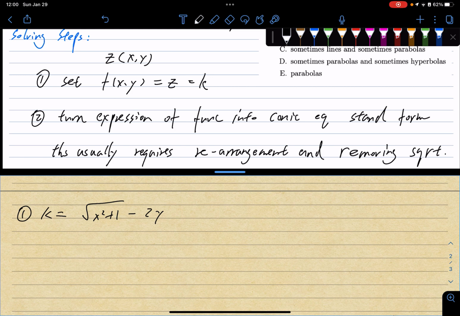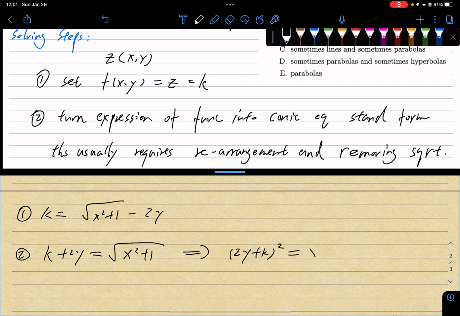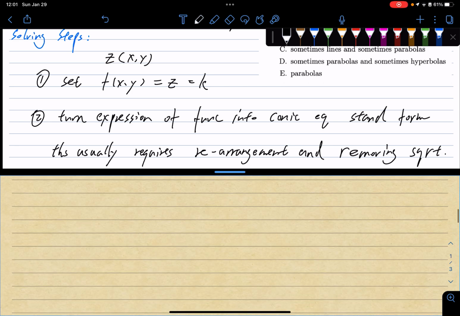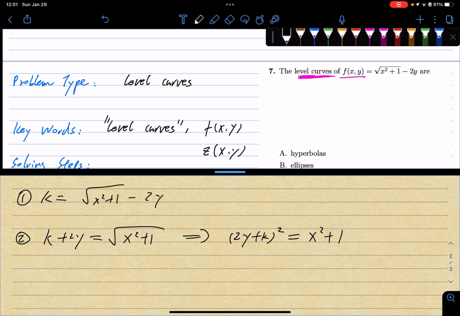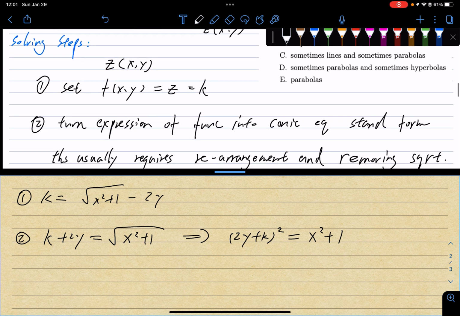So in our case, step 2 is going to be, let's go ahead and move the 2y to the left hand side, plus 2y equals the square root of x squared plus 1. This becomes k plus 2y. I'm going to say 2y plus k squared equals x squared plus 1. Actually, I think it's x squared minus 1. Never mind, it's x squared plus 1. That's fine.